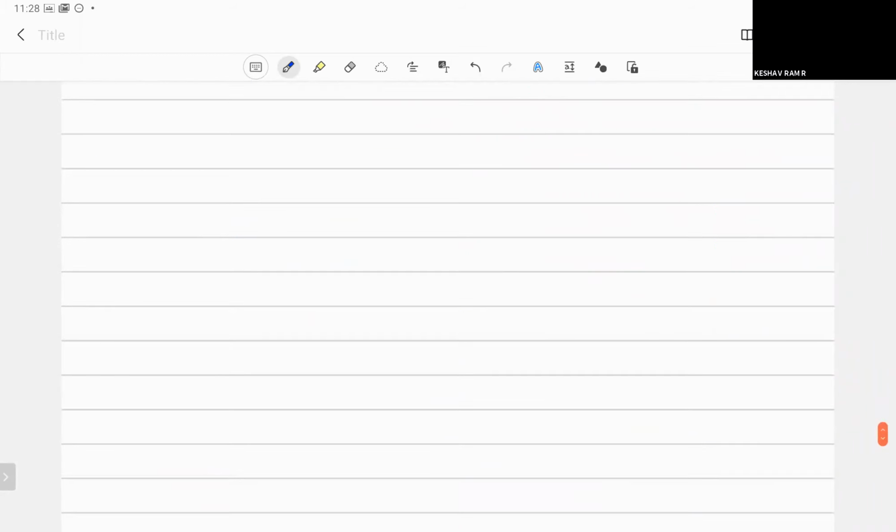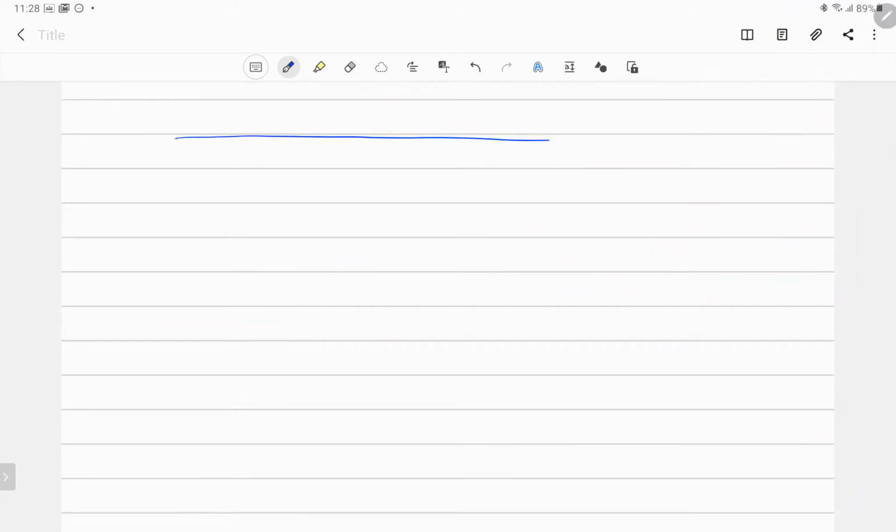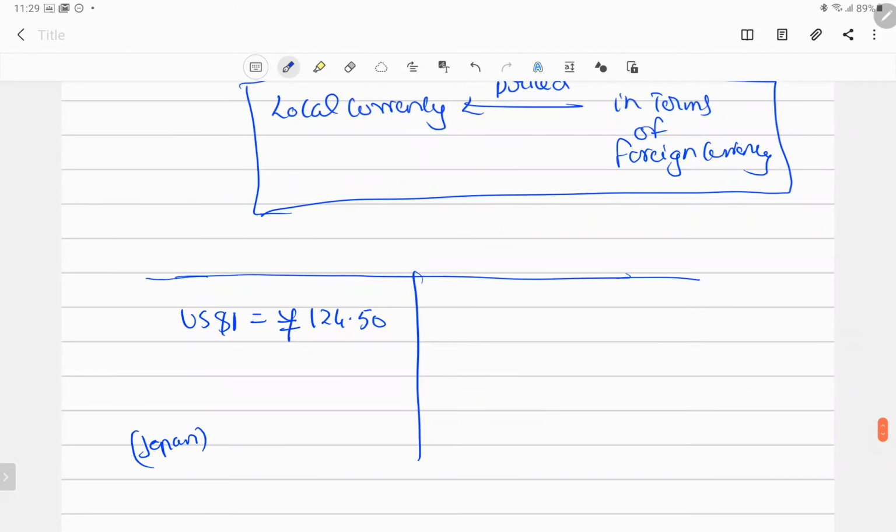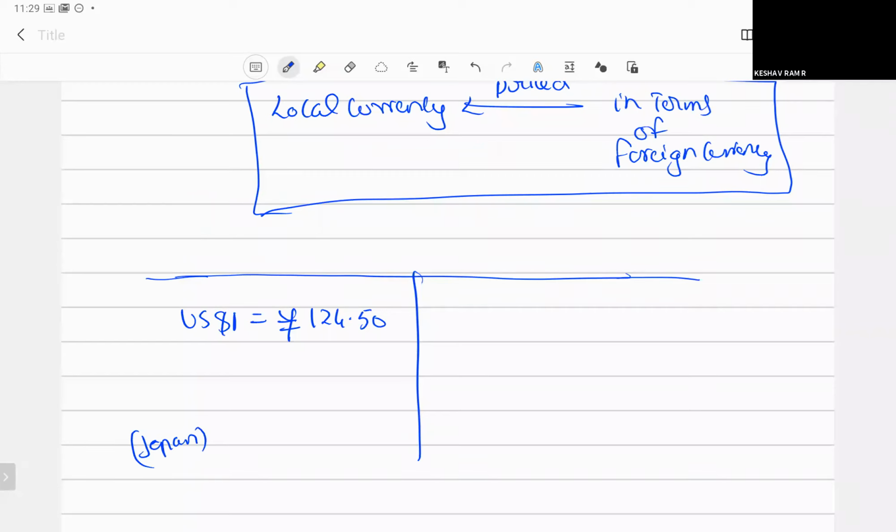Now, getting into a simple example, we take the same example. Suppose US $1 is nothing but 124.50 yen, right? So here you have to say, as per Japan, what type of quotation is it? Is it a price quotation or a volume quotation? Price quotation, exactly.